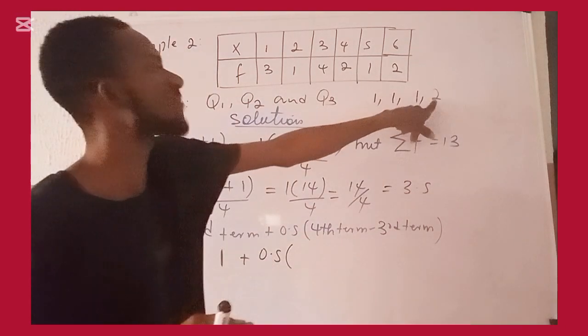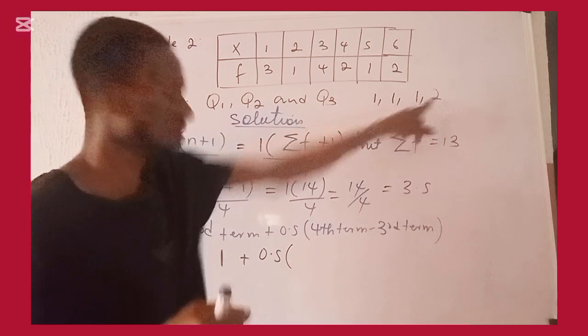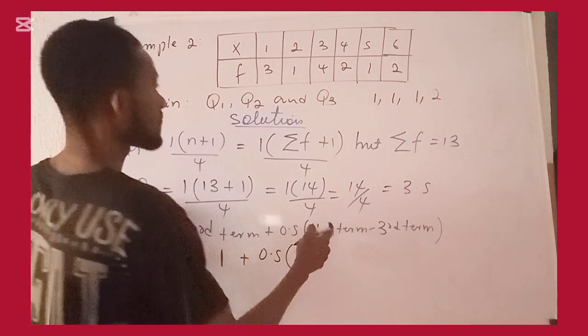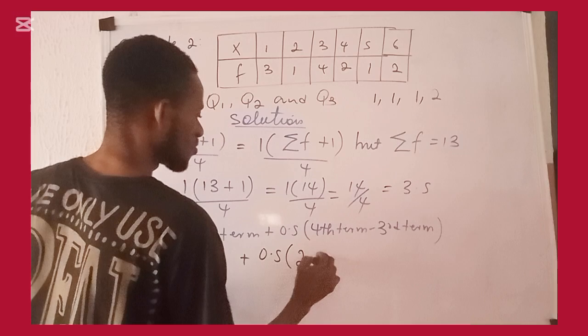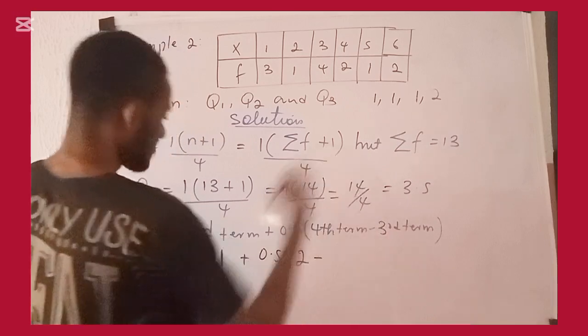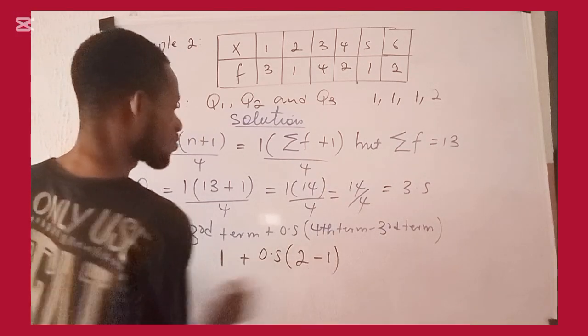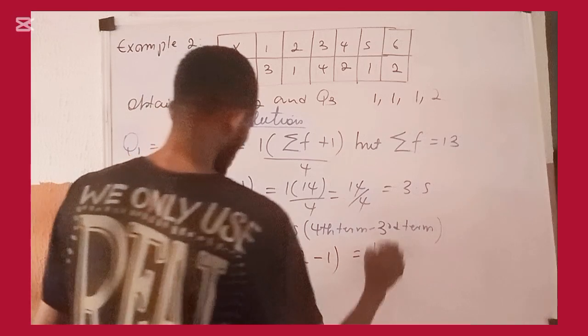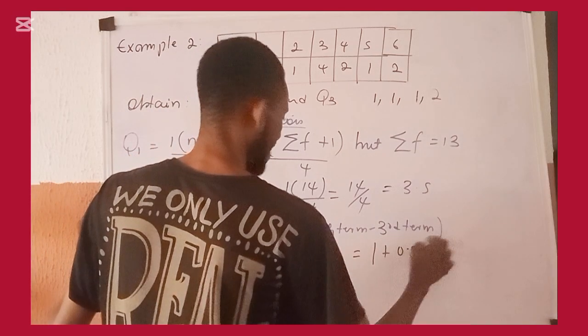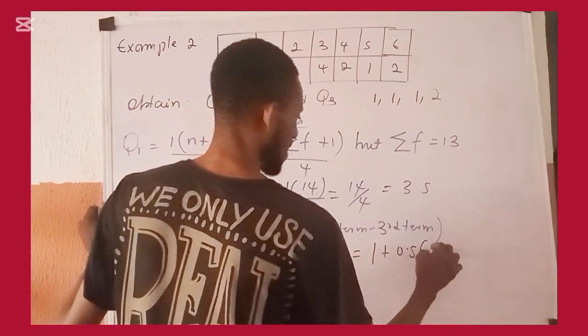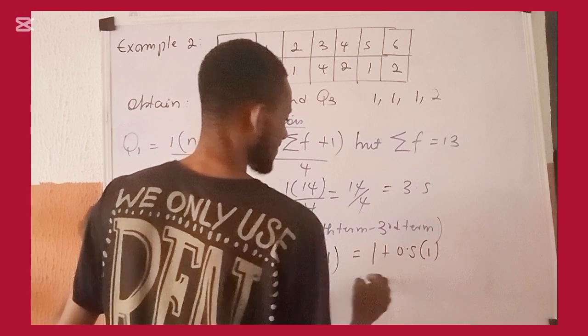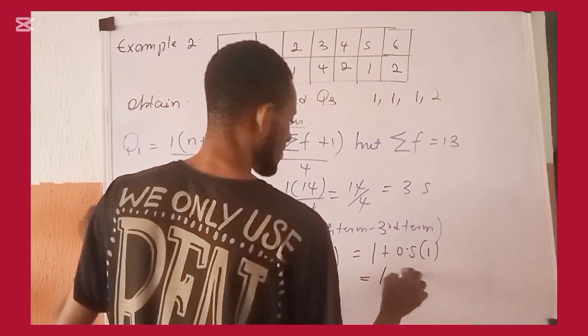You find out that the fourth term here is 2. So you now come over here. Your fourth term is 2. You write 2 minus, your third term still remains 1. You close it. And this is going to be 1 plus 0.5. Open the brackets. 2 minus 1 is 1. Multiply, it is 0.5. This is equal to 1.5.